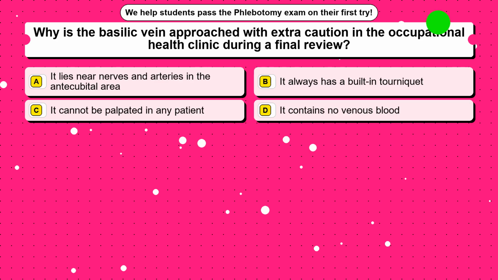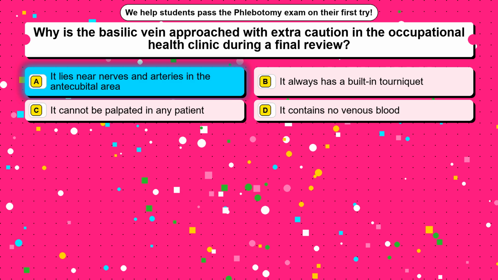Question 86. Why is the basilic vein approached with extra caution in the occupational health clinic during a final review? Option A. It lies near nerves and arteries in the antecubital area. Option B. It always has a built-in tourniquet. Option C. It cannot be palpated in any patient. Option D. It contains no venous blood. The correct answer is option A.